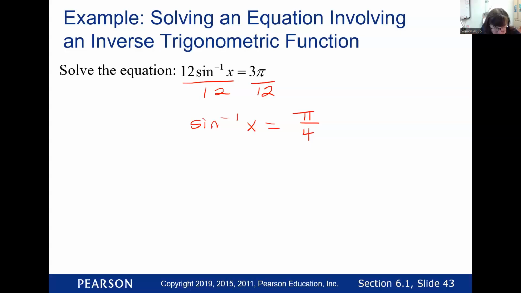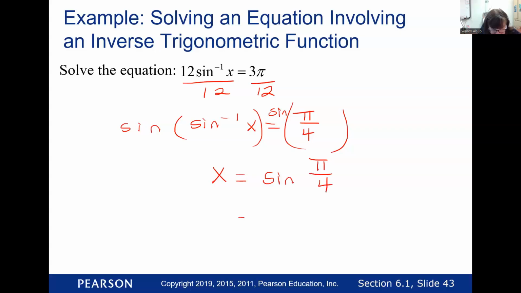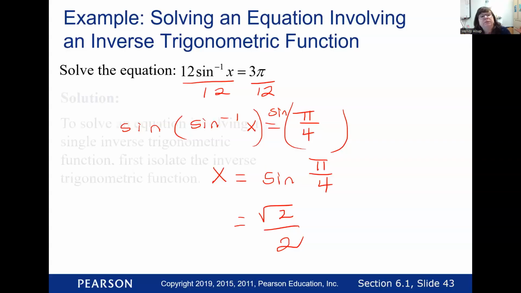All right, so undo it by taking the sine of both sides. Sine undoes inverse sine. x is going to equal the sine of pi over 4. And that is in our right domain. It'll be root 2 over 2.